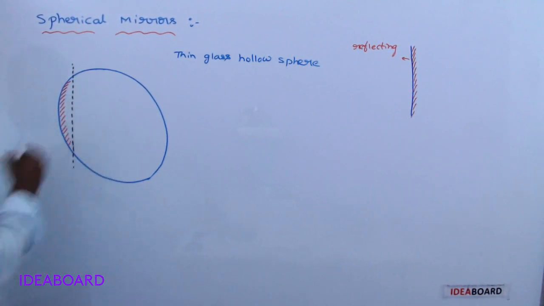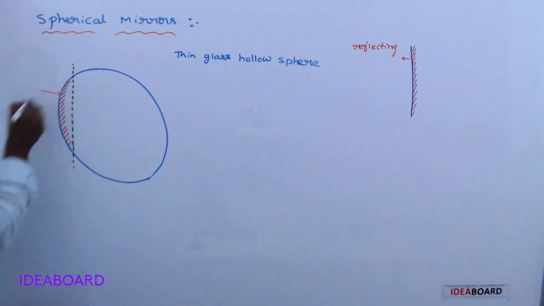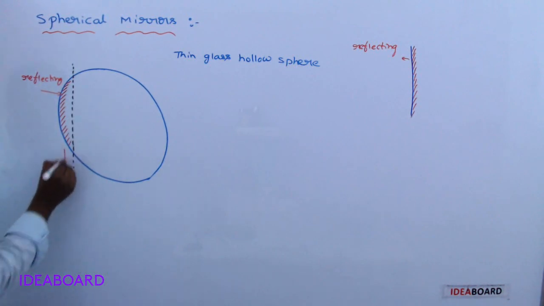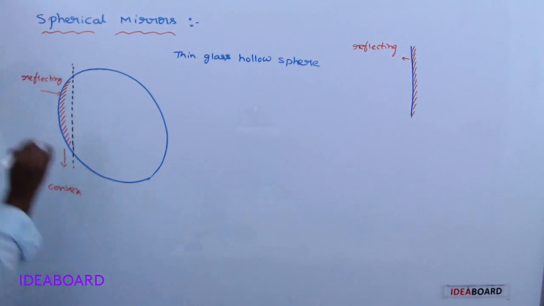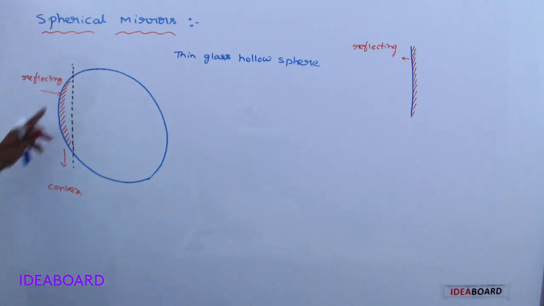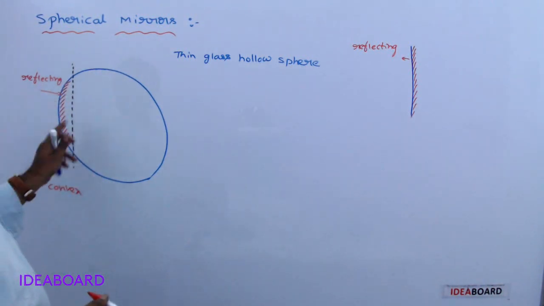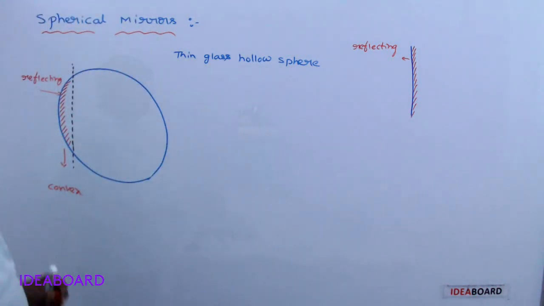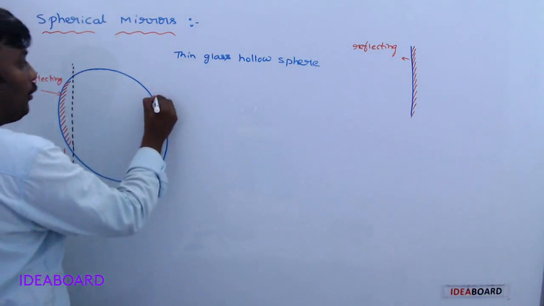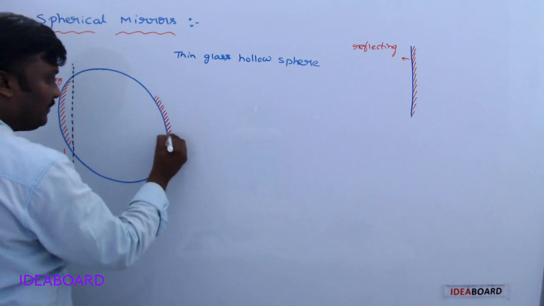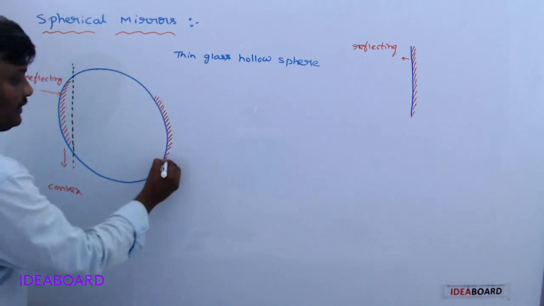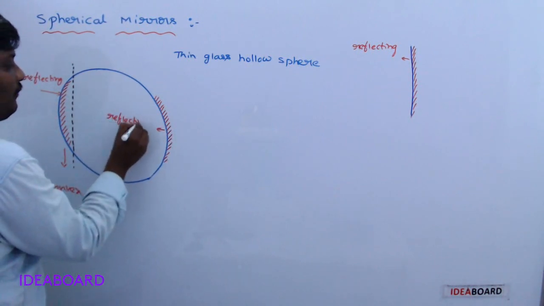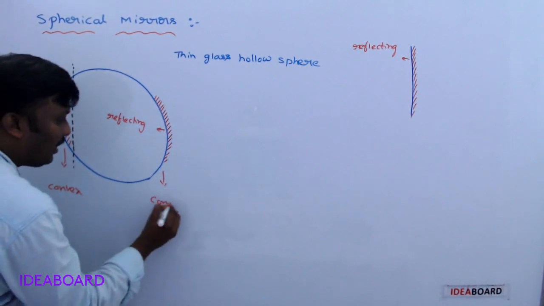Now see, if the inner surface of this spherical shell is polished, then the outer surface acts as the reflecting surface. Then this type of mirror is called a convex mirror. If the outer surface is polished, then the inner surface acts as the reflecting surface, and then it is called a concave mirror.